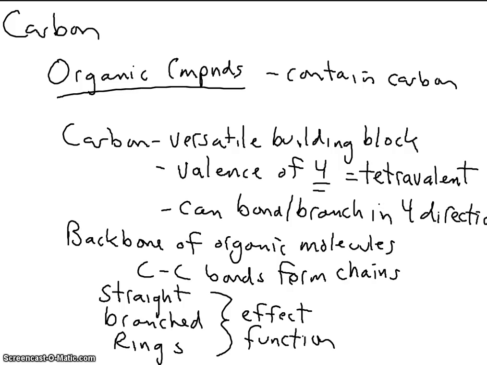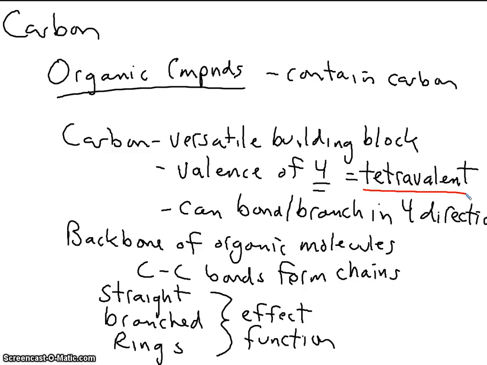So if we look at it, carbon is the basis of organic compounds, things that contain carbon. Originally, they thought it came from only living things. We know now that we can generate them synthetically, but we'll go with that definition for now. So carbon is so versatile as a building block because it has a valence of 4. It is said to be tetravalent because it can make 4 different bonds. It has 4 unpaired electrons in its valence shell, so it can build a bond branch in 4 different directions.